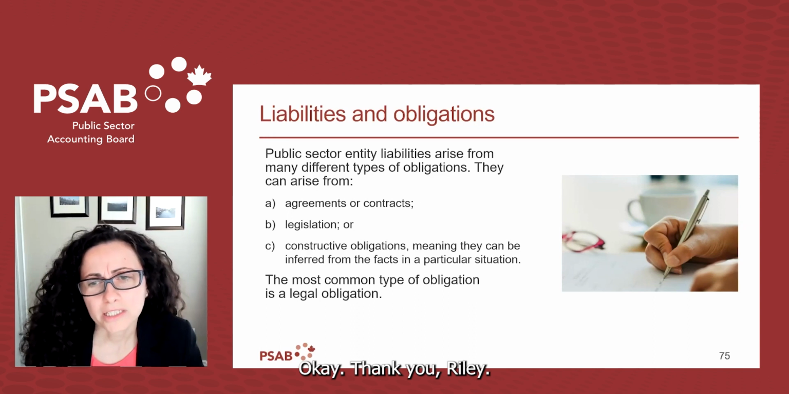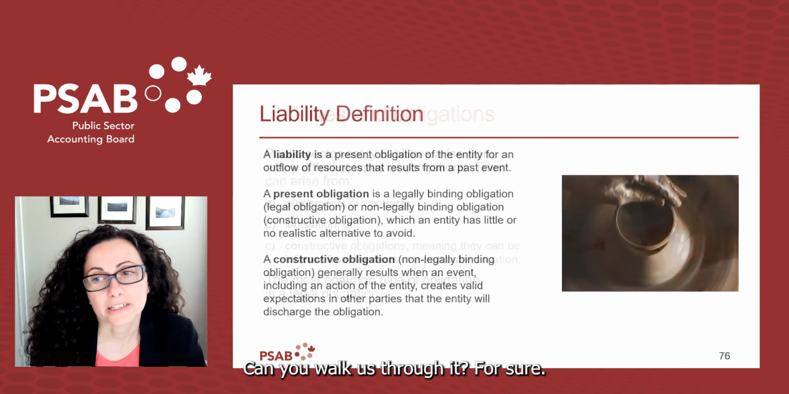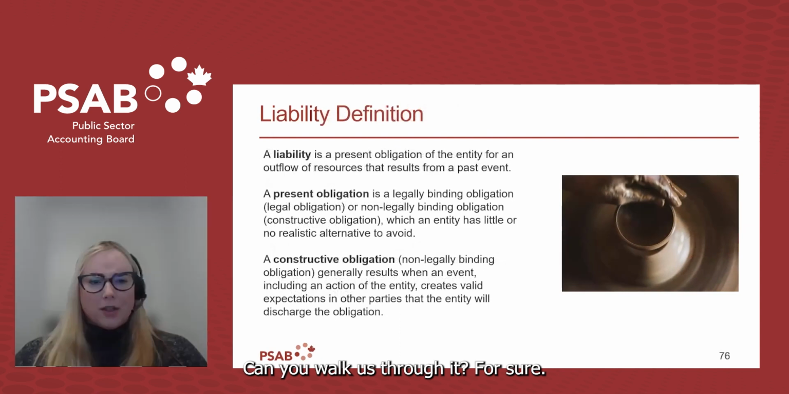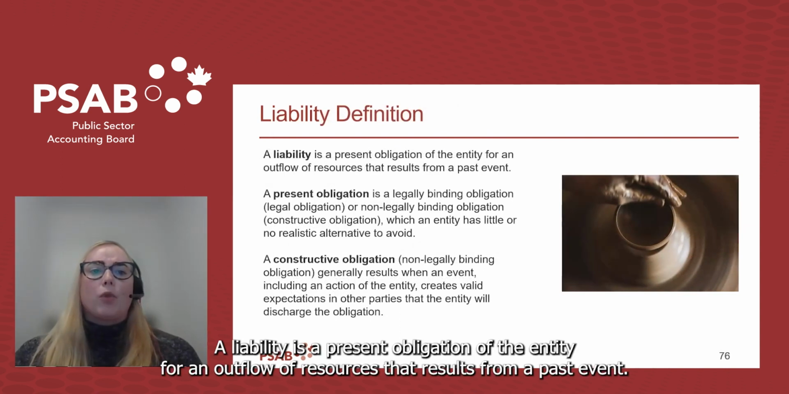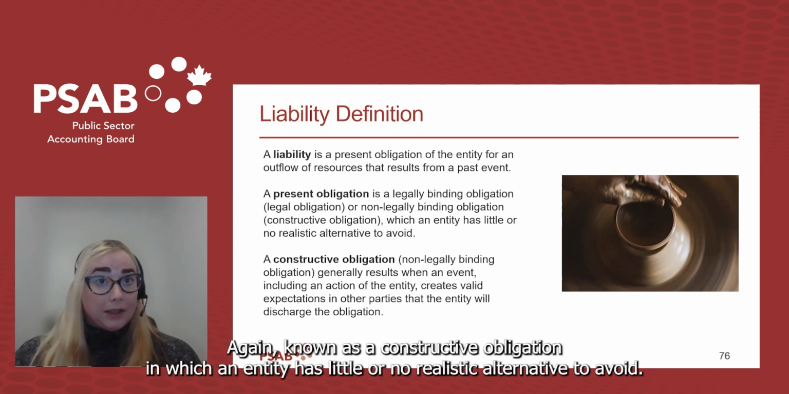Okay, thank you, Riley. So what is the definition of a liability then? Can you walk us through it? For sure. A liability is a present obligation of the entity for an outflow of resources that results from a past event. A present obligation is a legally binding obligation or non-legally binding obligation, again known as a constructive obligation, in which an entity has little or no realistic alternative to avoid.